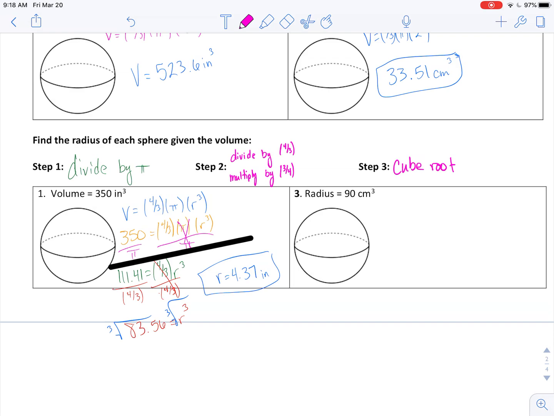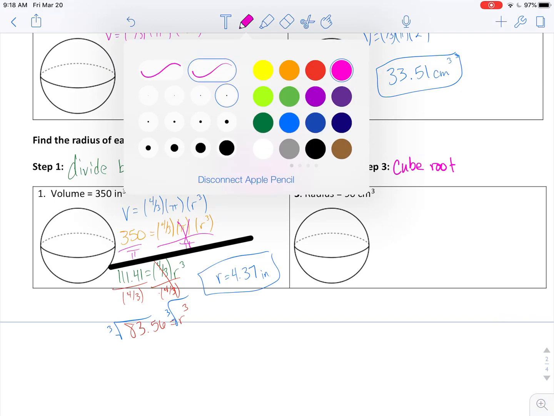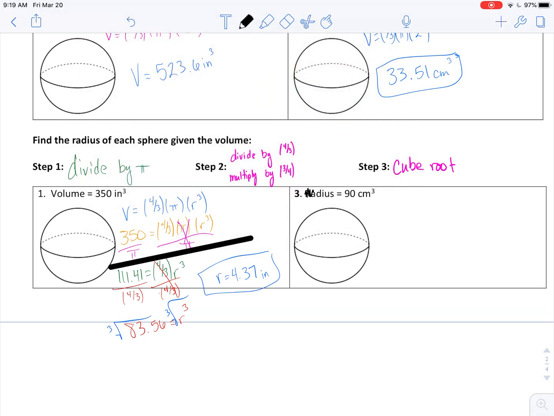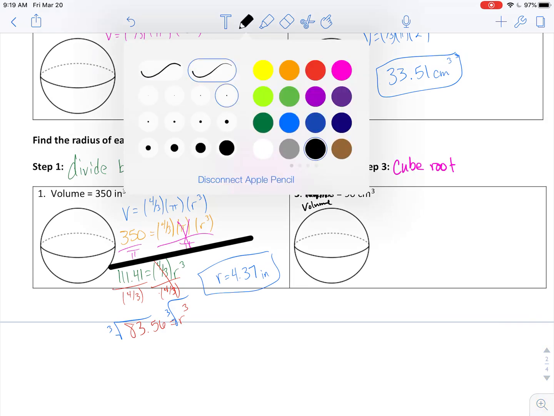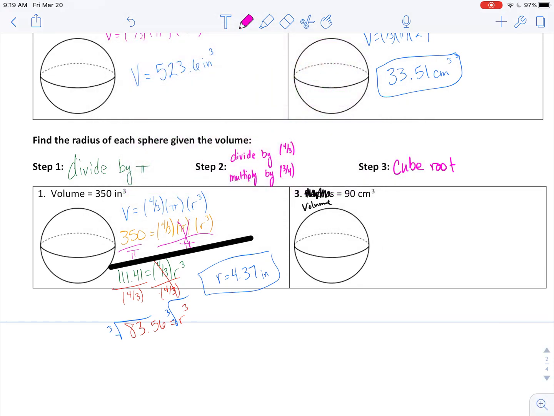So let's set up our first step here, and then I want you guys to try these last 3 steps on your own. When our radius, oh, that's a typo. Oh, happy Friday. That should say volume. Volume equals 90 centimeters cubed. It doesn't make much sense that a radius would be a cubed value. So volume is 90 centimeters cubed.